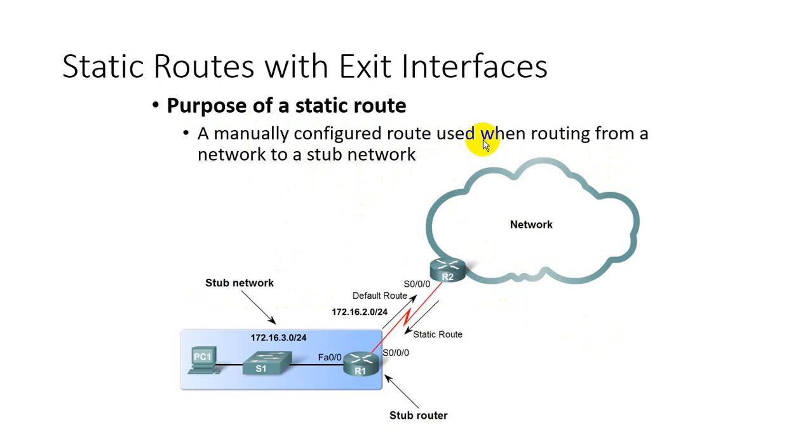A manually configured route is used when routing from a network to a stub network. For example, if this is a stub router and it has to go to a stub network, then we can use the static route. If this is the stub router, then we can use static and default routing here.